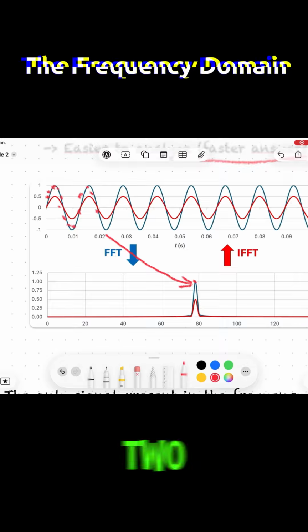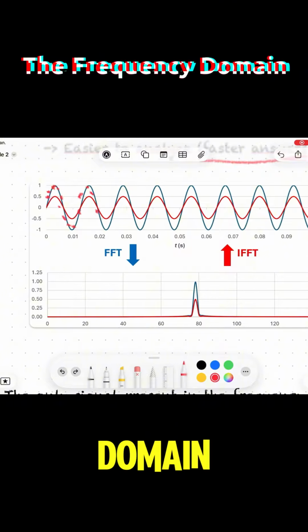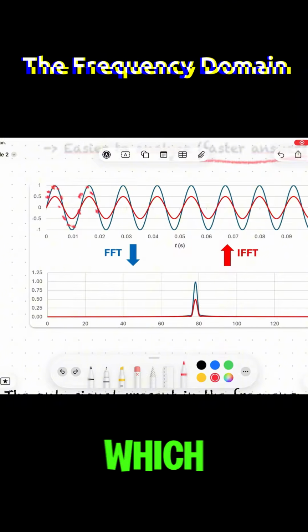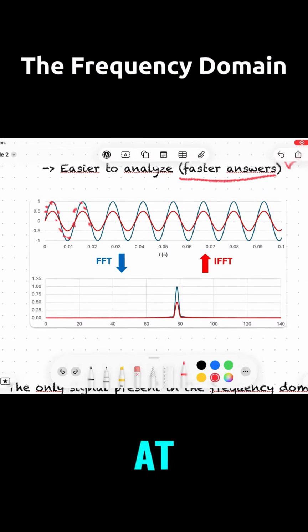We move between these two views using tools like the FFT, which takes us from the time domain into the frequency domain, and the inverse FFT, which brings us back again. Nothing is lost in theory, it's just a different way of looking at the same signal.